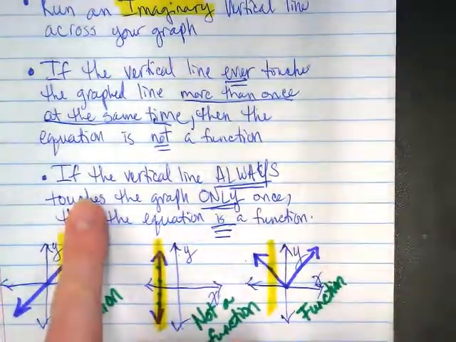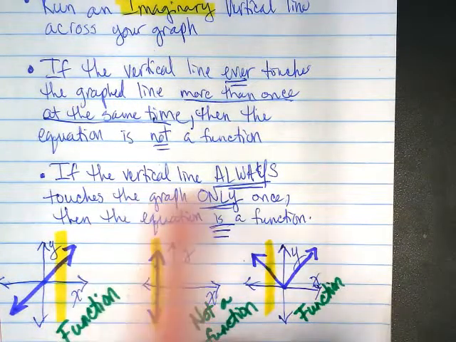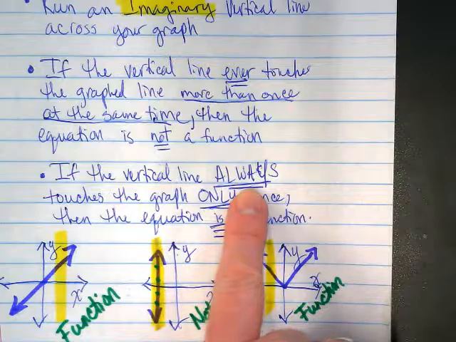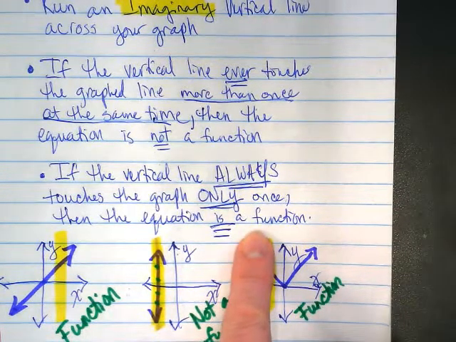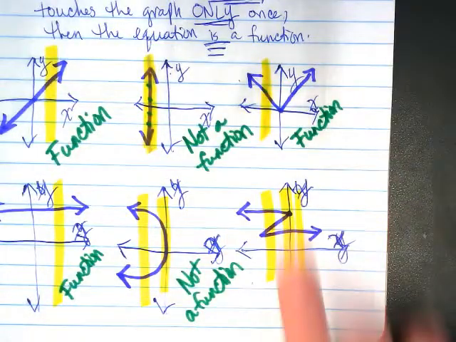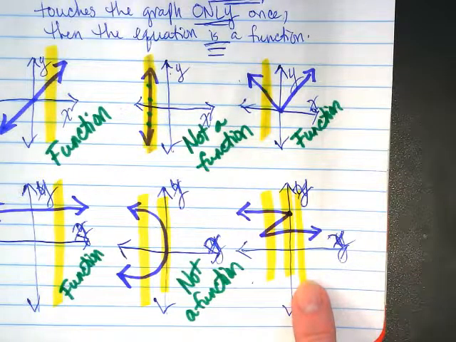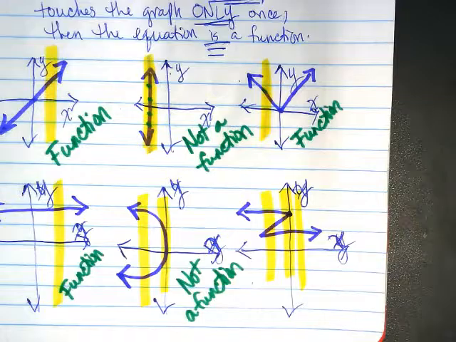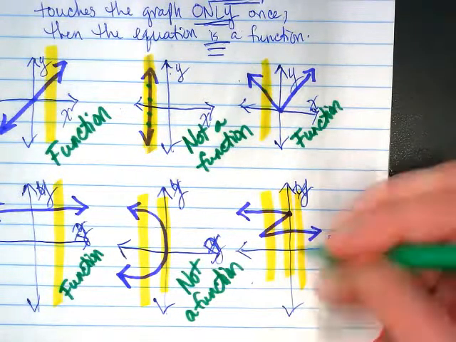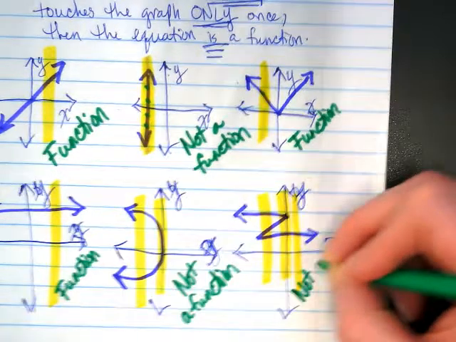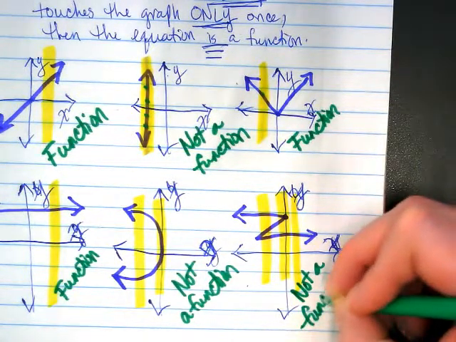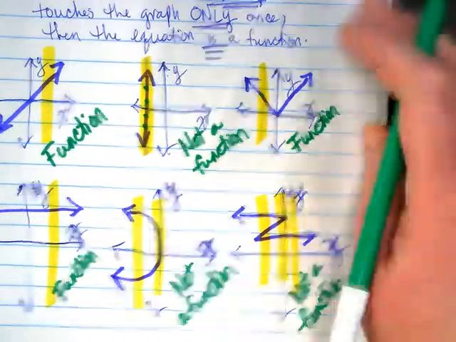But I'm going to keep scanning left, and what's going to start happening? Notice what bullet three says: if the vertical line always touches the graph only once, then it's a function. If it only touches once one time, but every other time it's scanning two places at the same time, is it a function? No. Not a function.